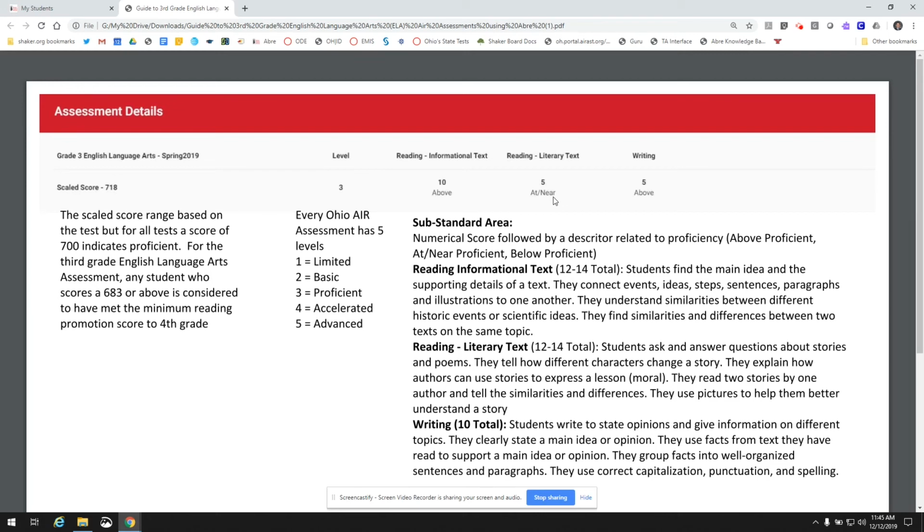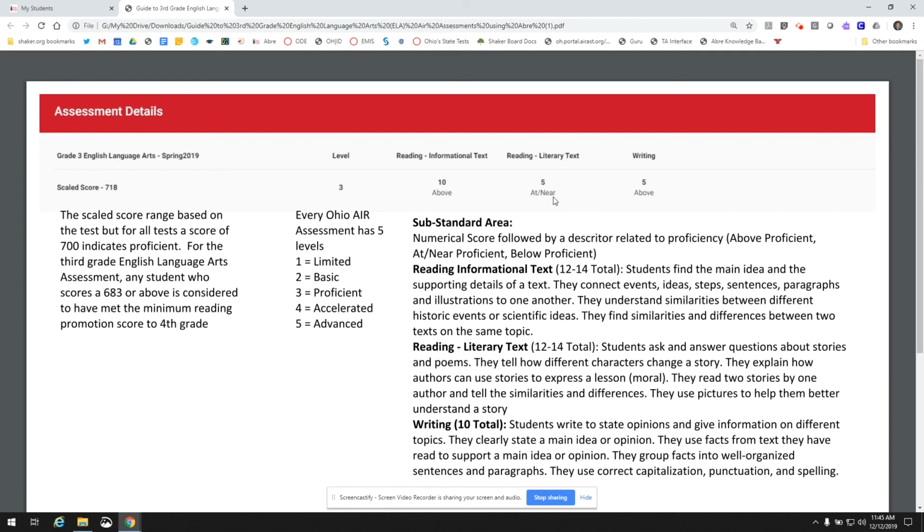The writing standard, which is the third part of this English language assessment, is 1 writing prompt in the fall, and in the spring it is 2. But it's always out of 10 total points. And in this case, students write to state opinions and give information on different topics. They clearly state a main idea or opinion. They use facts from text they have to read and support a main idea or opinion. They group facts into well-organized sentences and paragraphs, and they use correct capitalization, punctuation, and spelling.